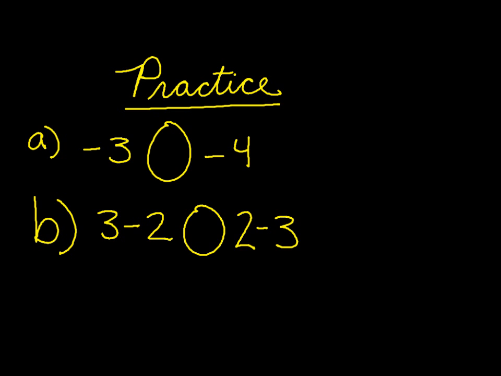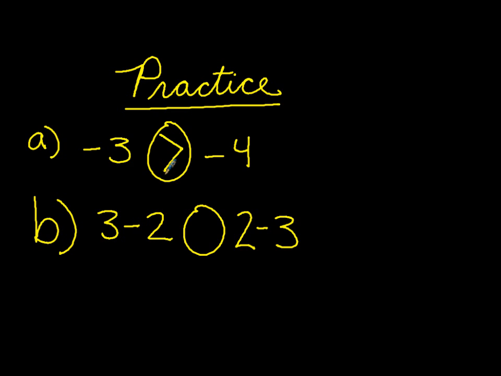Alright, so the first one probably wasn't too bad. Just keeping in mind the number line. We know that negative 4 is further to the left than negative 3, so negative 3 is greater than negative 4. On part B, we had a little bit of calculating to do.